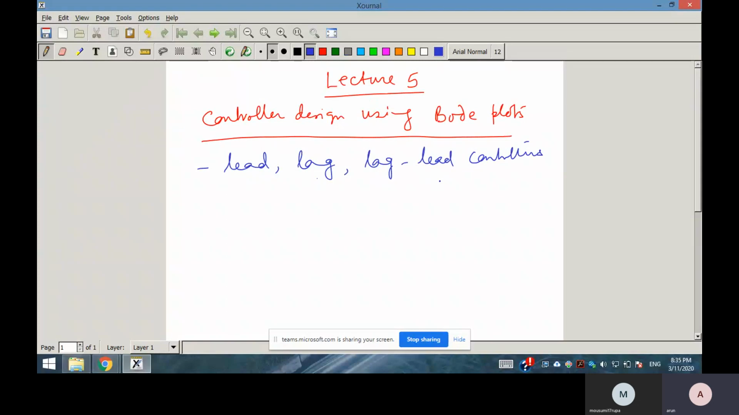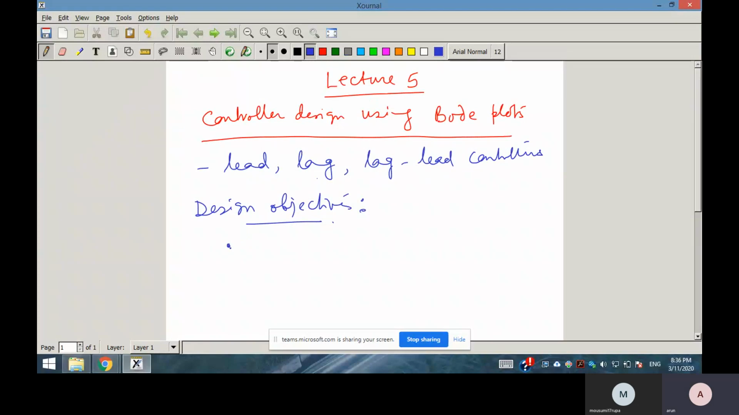Also, it can be designed using Bode plot. So that is why it is well accepted by the industry. Very simple to design, and also it can be implemented in an analog fashion still. So now, what is the design objective here? So design objectives or design goals.